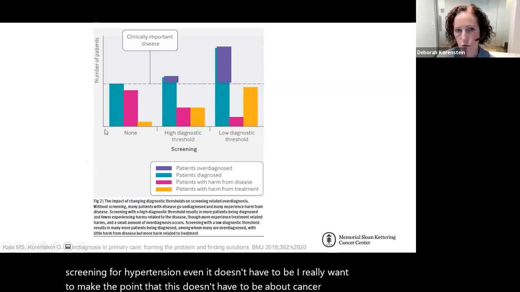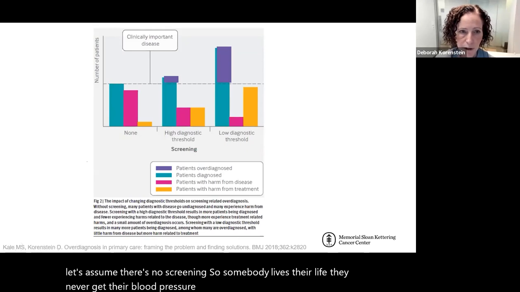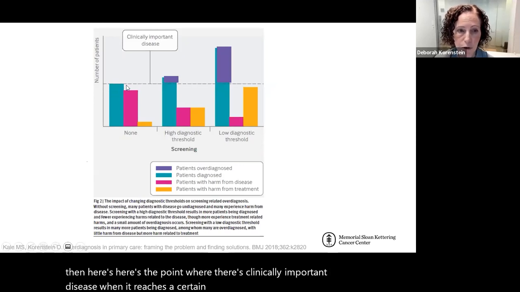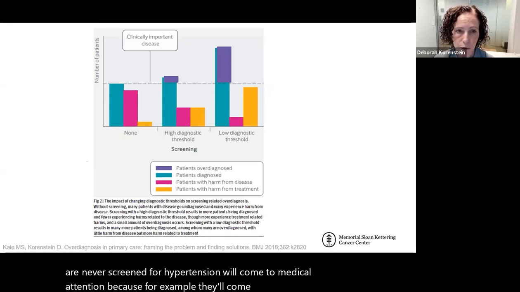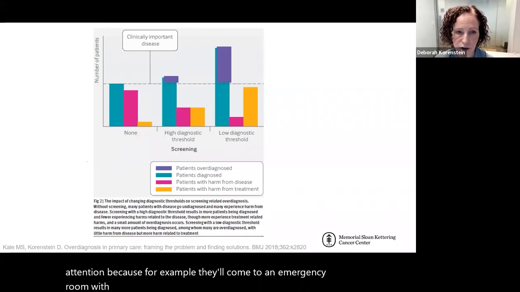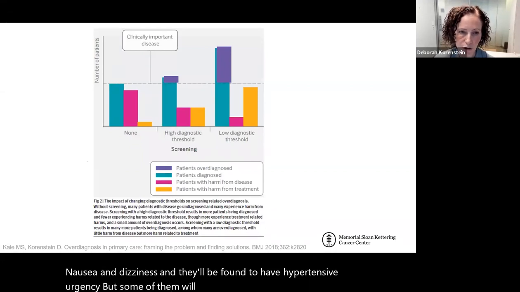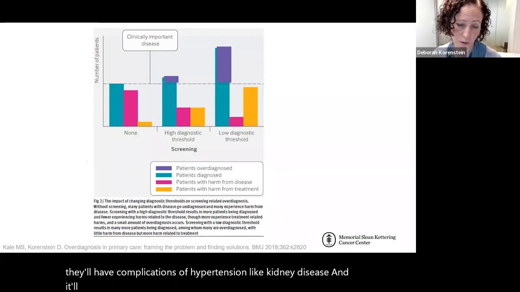So let's assume there's no screening. So somebody lives their life, they never get their blood pressure checked. And here's the point where there's clinically important disease when it reaches a certain threshold. So some people who are never screened for hypertension will come to medical attention because, for example, they'll come to an emergency room with severe headache and nausea and dizziness, and they'll be found to have hypertensive urgency. But some of them will reach that clinical threshold, or they'll have complications of hypertension like kidney disease, and it'll be found that they had hypertension.